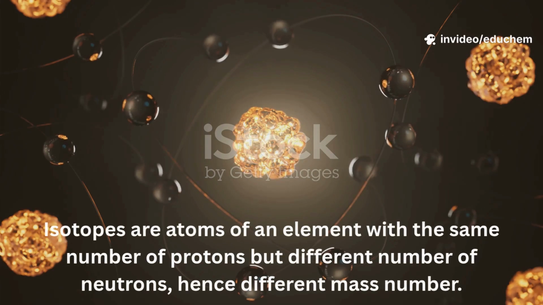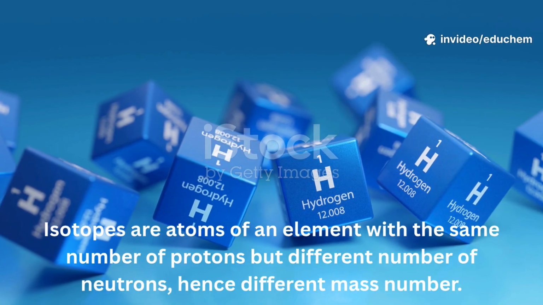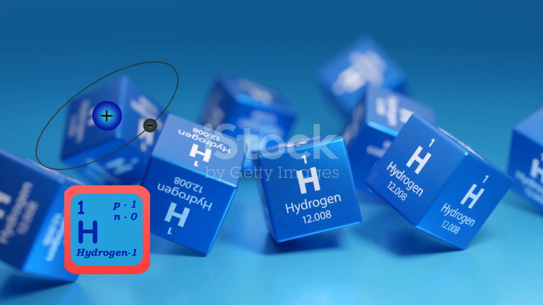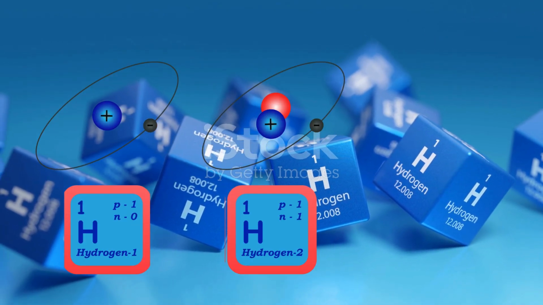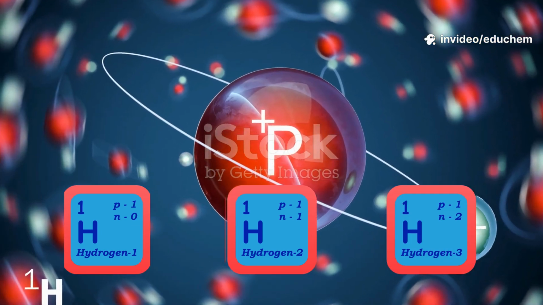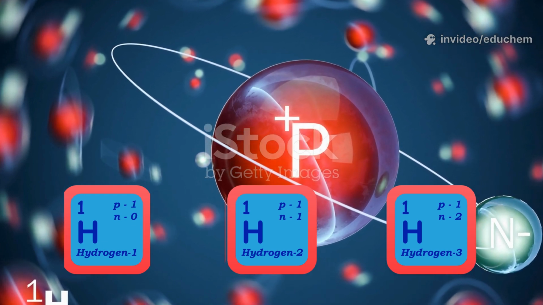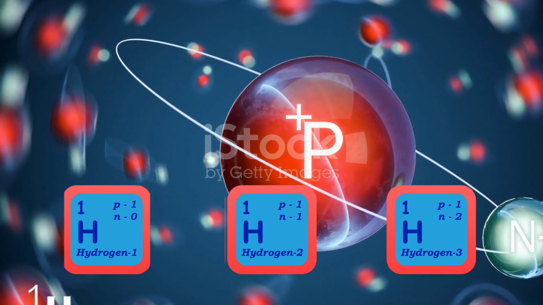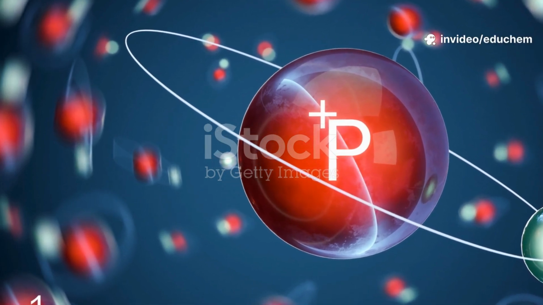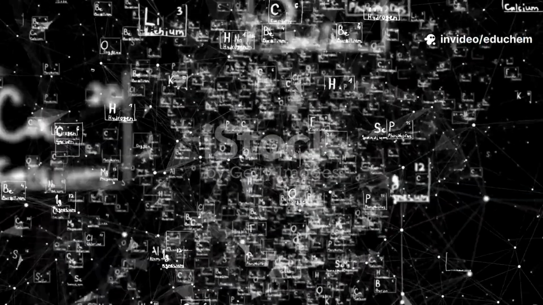Sometimes atoms of the same element can have different numbers of neutrons. These are called isotopes. Hydrogen has 3 isotopes. Protium, 1 proton, 0 neutrons. Deuterium, 1 proton, 1 neutron. And tritium, 1 proton, 2 neutrons. All 3 are atoms of hydrogen because they have the same number of protons, but they have different mass numbers because of the neutrons. Isotopes of an element have the same chemical properties because they have the same number of electrons. They, however, differ slightly in physical properties because of their difference in mass.